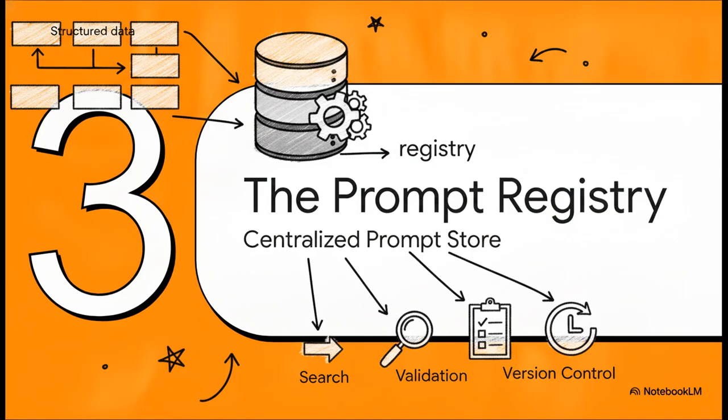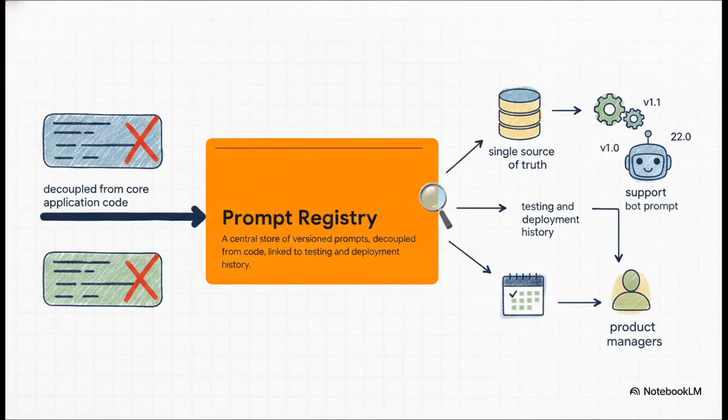So, where do we actually put all this structured data? That takes us to part 3, building the prompt registry, your centralized store. The big architectural shift here is the prompt registry itself. You should think of it as the single source of truth for your application's intelligence. It completely decouples your prompts from your core application code. Your application just handles the routing and the logic, basically asking the registry, hey, give me the latest production version of the support bot prompt. This is huge because it empowers product managers and domain experts to iterate safely without needing a full software deployment.